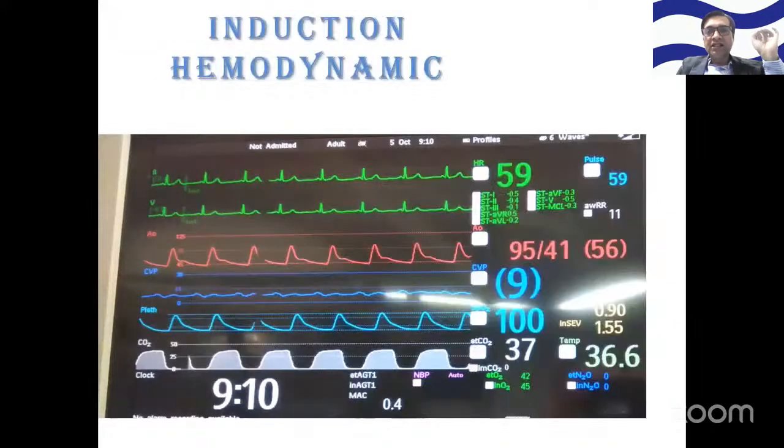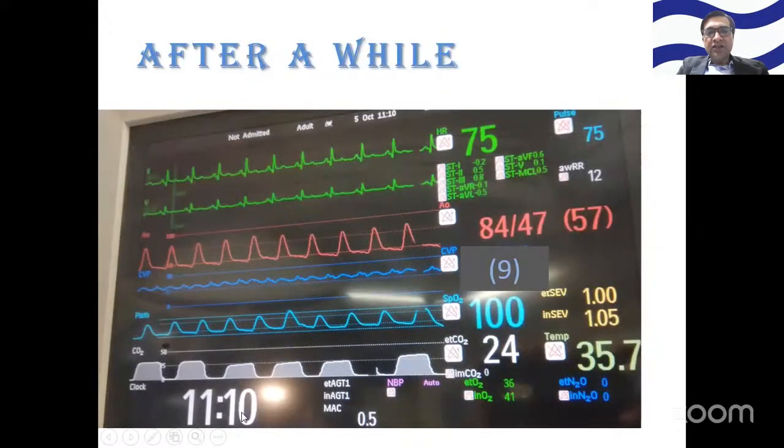And this was her induction hemodynamics: heart rate of 59, 95 by 41 pressure, CVP of 9, 100 saturation, good ETCO2. Right? This was her induction hemodynamics at 9:10. After a while, around 11:10, the heart rate was 75, blood pressure 84 by 47, almost the same blood pressure, same CVP, saturation is okay. But capnometry is showing an ETCO2 of 24. So what could be the cause?